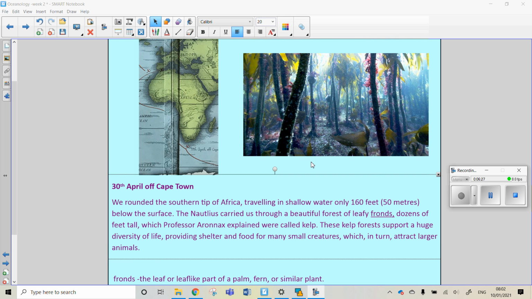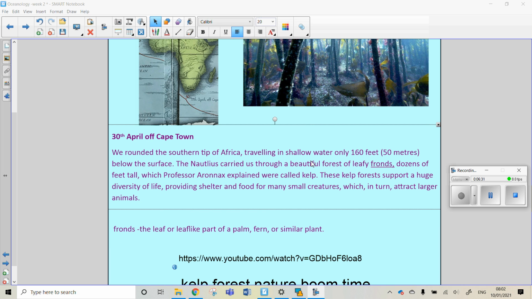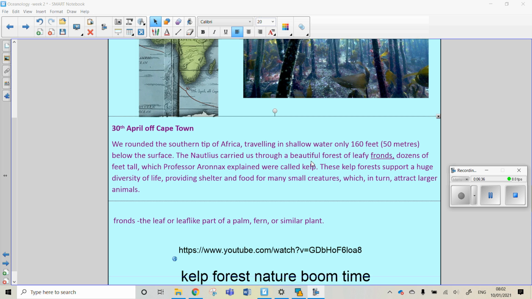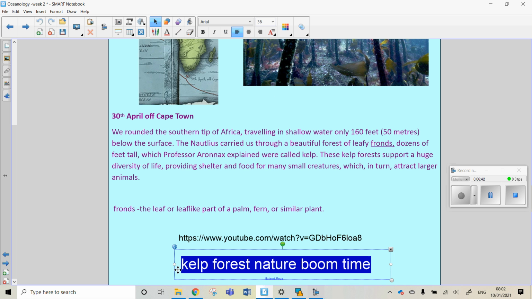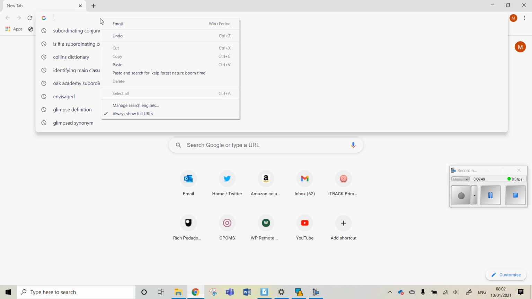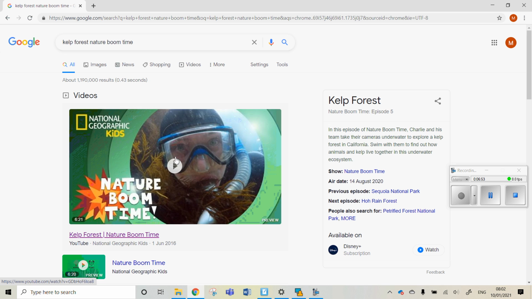Now, I found this difficult to imagine, what the kelp forest might look like. So I put a picture here, but I'm going to talk about a YouTube clip which just gives you an example of what it might be like to swim in between this kelp forest. The link is here, but if you go to Google and type in kelp forest nature boom time, you'll find that it comes up as the following YouTube clip.